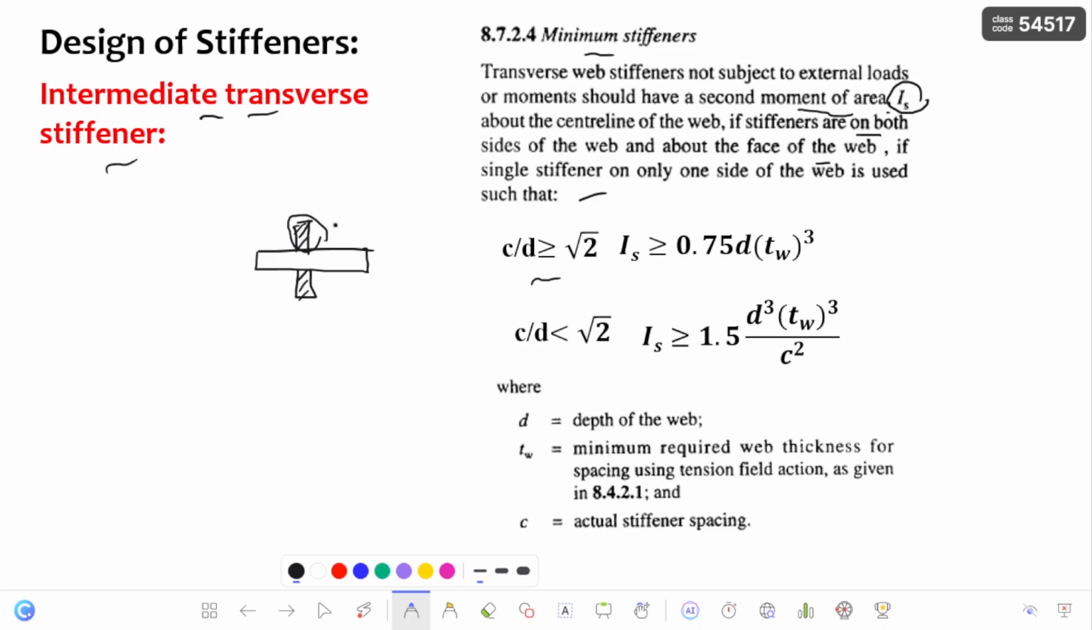It may be a single stiffener or it may be a double stiffener, and based on the provision of these transverse stiffeners, it should satisfy the minimum moment of inertia condition.